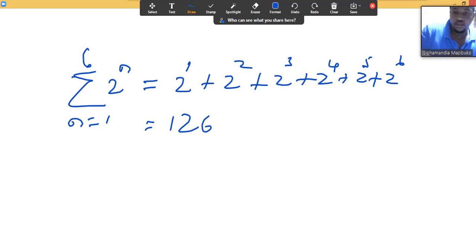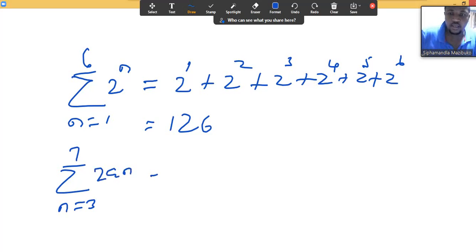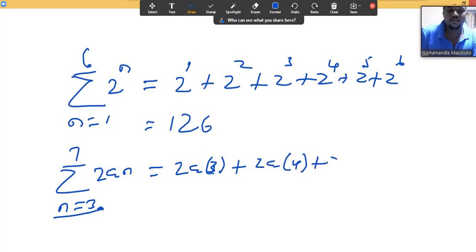Let's look at another example, and you should be careful because sometimes you can get an example like this. They're saying n starts from 3 to 7, and our general term is 2an. Whenever you start at n equals 3, you start with 3, then you have 4, plus 2a into 5, plus 2a into 6, and then plus 2a into 7.